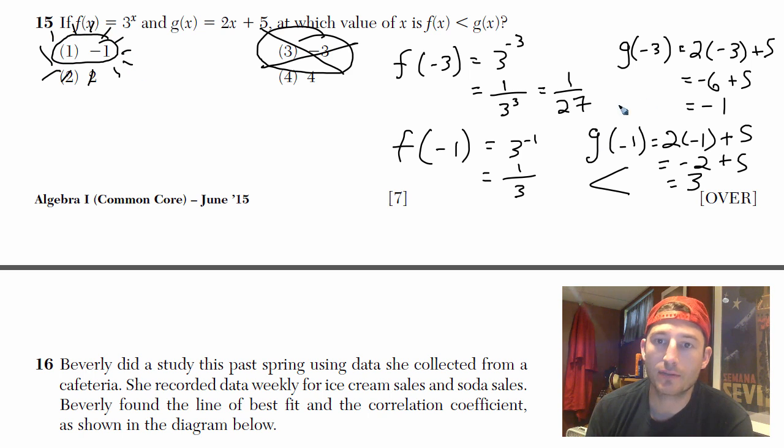And just make sure you know a negative exponent means flip it and raise it to the same power. 3 to the negative 3 is 1 over 3 to the 3.